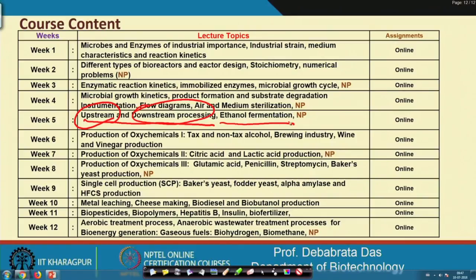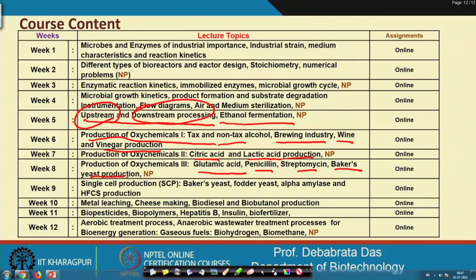Now I shall switch over to the different fermentation processes. First I shall discuss the ethanol fermentation process. Then I will also discuss the production of different oxychemicals. One is taxed and non-taxed alcohol, the brewing industry, wine and vinegar production. Then other industries like citric acid and lactic acid production I shall also discuss. Then glutamic acid, penicillin, streptomycin and Baker's yeast fermentation processes we also discuss.